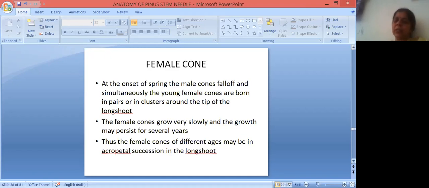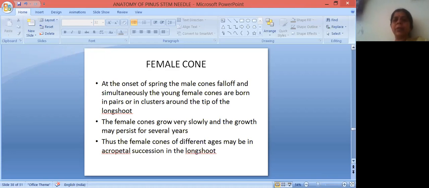Now, coming to the second reproductive part, which is called the female cones. The female cones, which are beautiful and consist of naked ovules, are produced in pairs. At the onset of spring, the male cones fall off, and simultaneously the young female cones are born in pairs or in clusters around the tip of the long shoot.